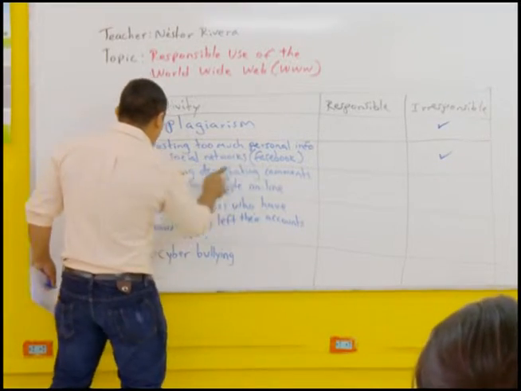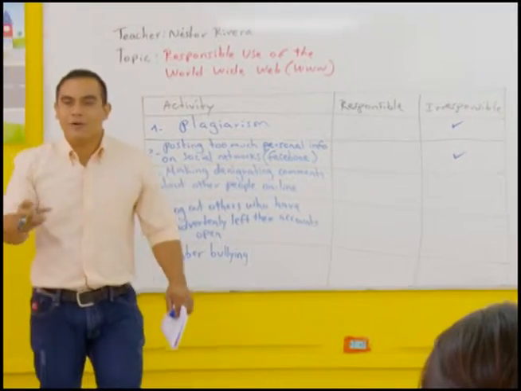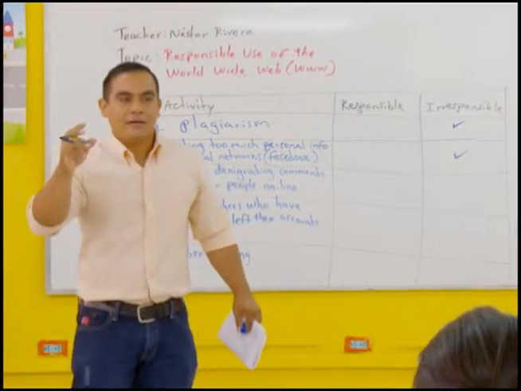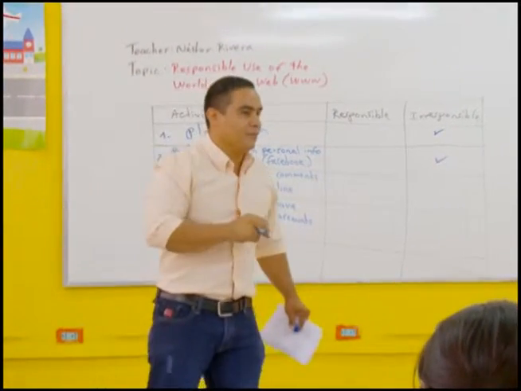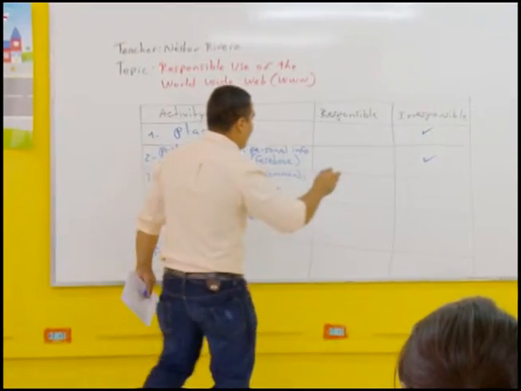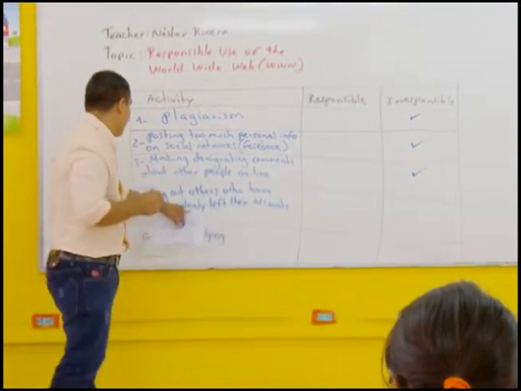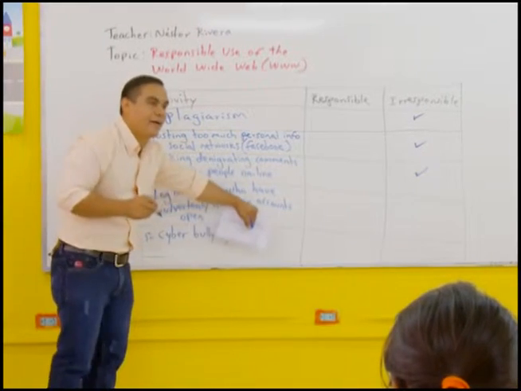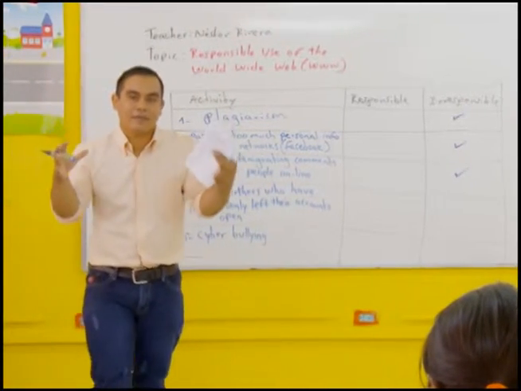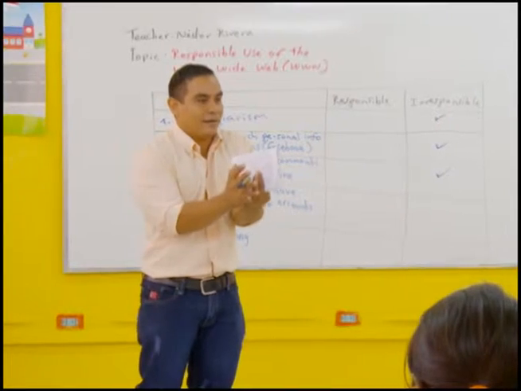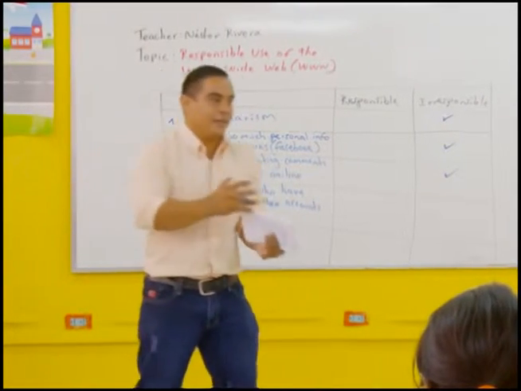Number three. Making denigrating comments about other people online on the web. Responsible or irresponsible? Irresponsible. Okay, very good. Log out others who have inadvertently left their accounts open. Cerrar la cuenta de otras personas que accidentalmente la dejaron abierta. Is it responsible or irresponsible?